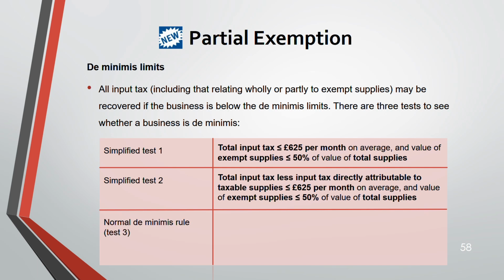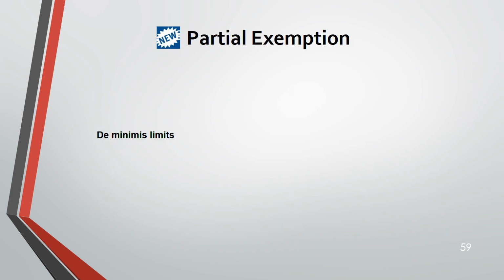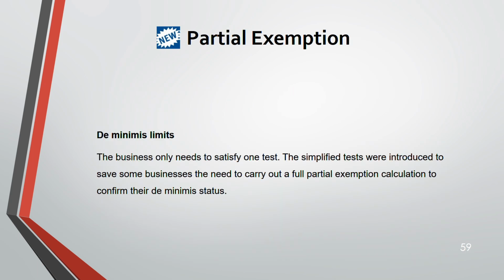Normal de minimis rule, test 3. Your total irrecoverable input tax, that means input tax relating to exempt supply, should be less than 625 per month and less than 50% of total input VAT. You need this. This is very important. Calculations will be asked on this. Now the de minimis limit: the business only needs to satisfy one test.